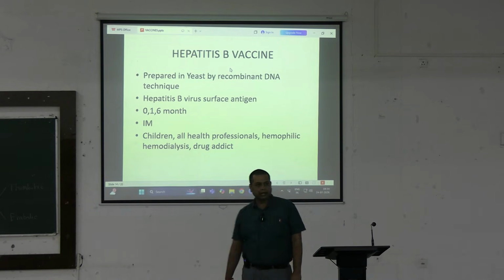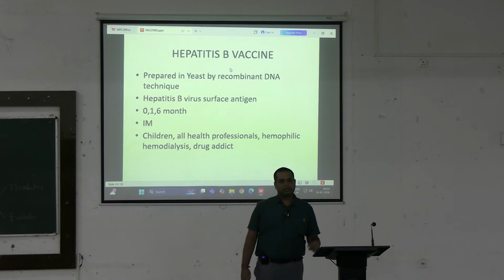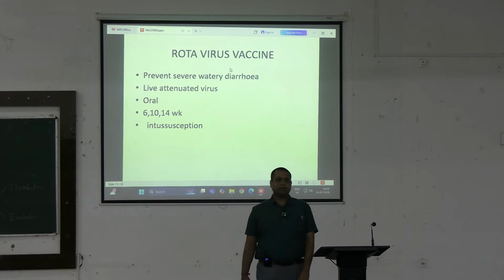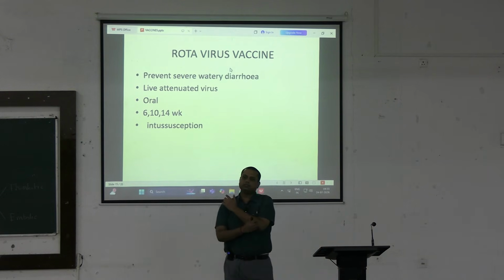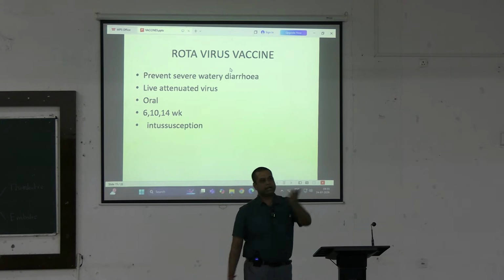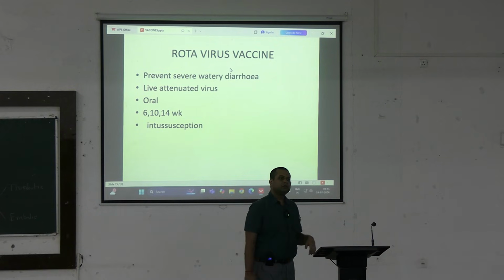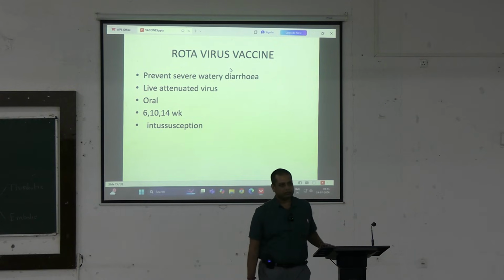Hemodialysis patients and drug addicts must all be immunized with hepatitis B vaccine. Rotavirus. What does rotavirus cause? Diarrhea in babies. Diarrhea may be a cause of mortality for the children.